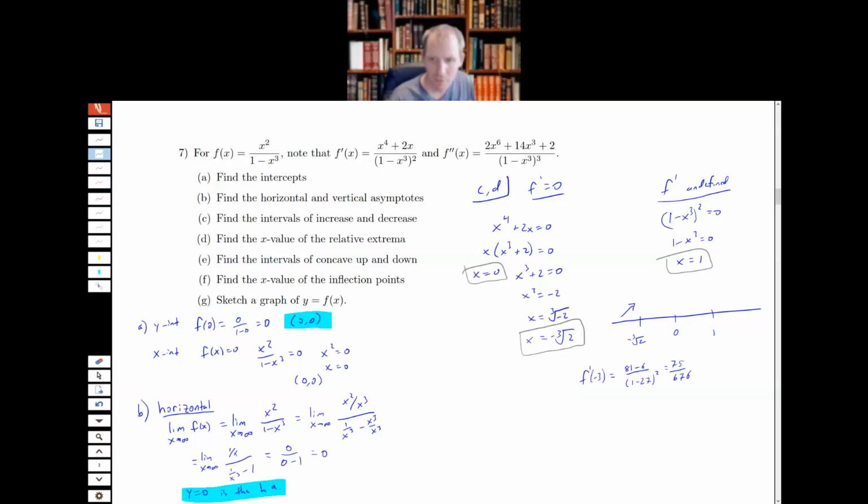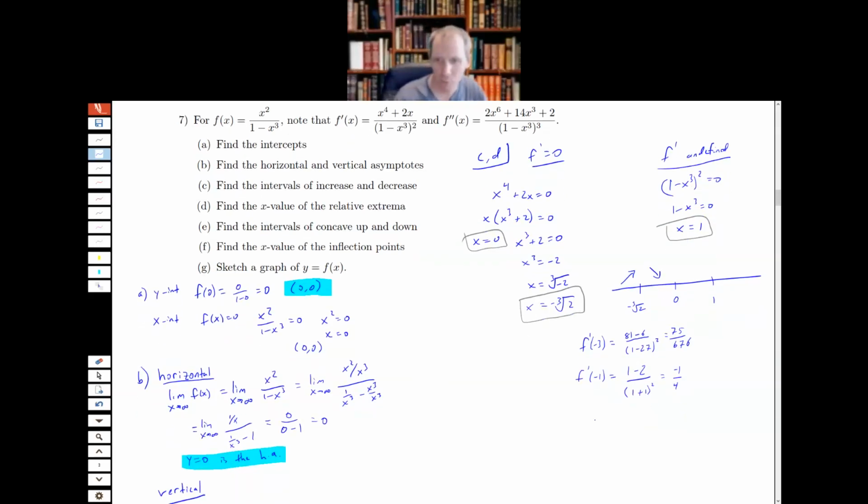Okay, something between negative cube root of 2 and 0, I'll put in negative 1. Okay, into f prime. So negative 1 to the 4th is 1, minus 2, and then I have 1, and then negative 1 cubed is negative 1, so minus a negative 1 is plus 1. So I've got negative 1 over 2 squared, which is 4. So I have a negative, so the function is decreasing.